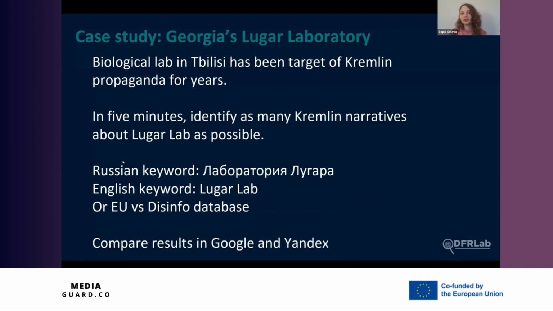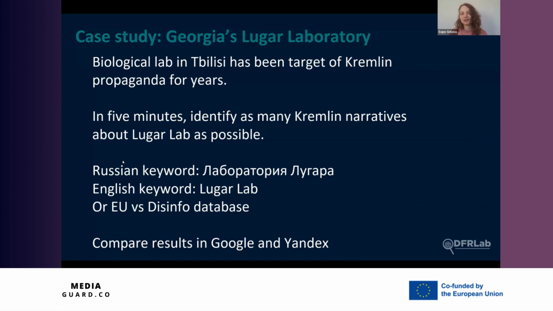Basically, in Tbilisi, we have this biological lab named after Richard Lugar, the senator who helped to found the lab. As I said, it was the target of disinformation. I'll copy these Russian keywords and English keywords in the chat as well. I'm not sure how many of you can work with Russian text, but even if you can't, I'll copy the keywords.